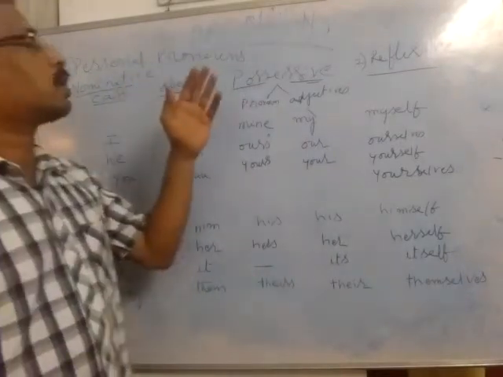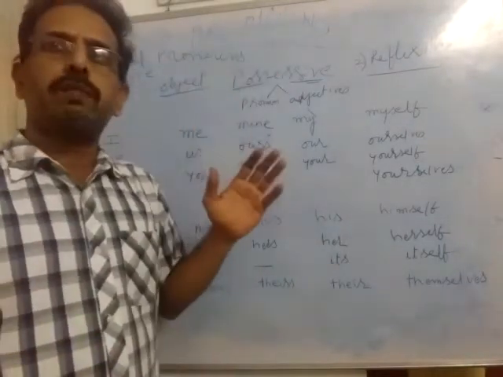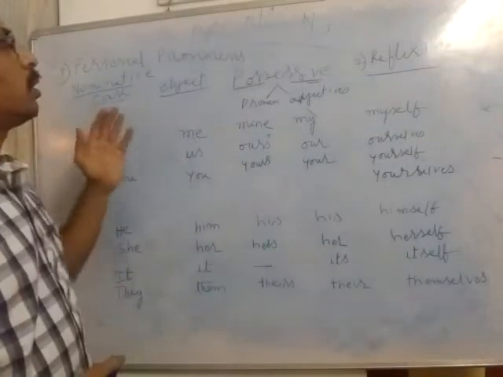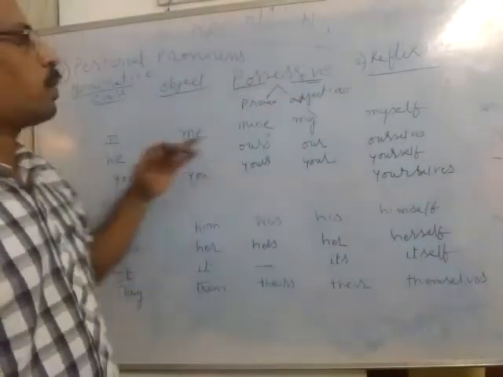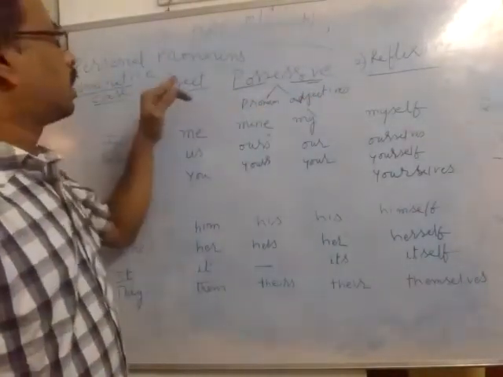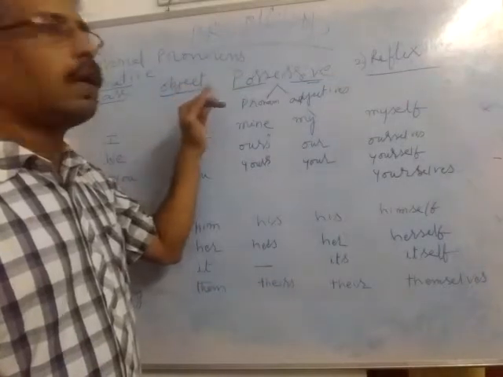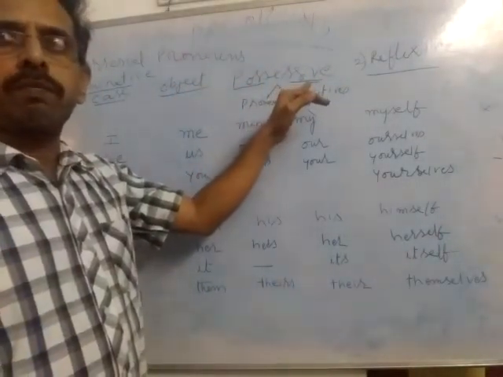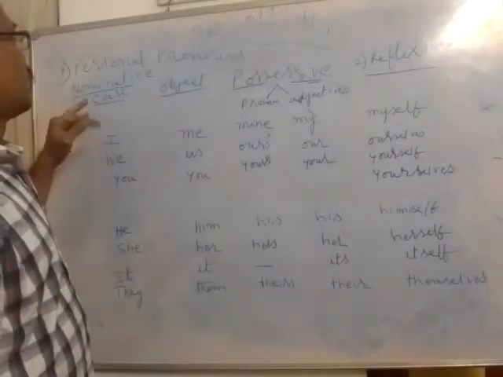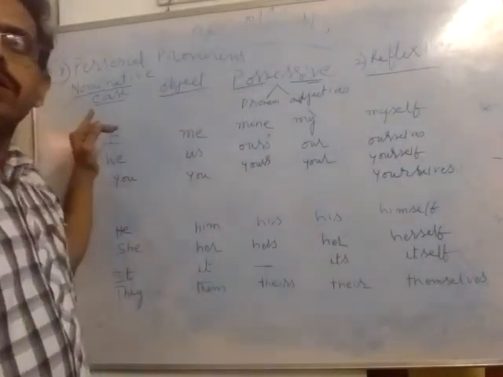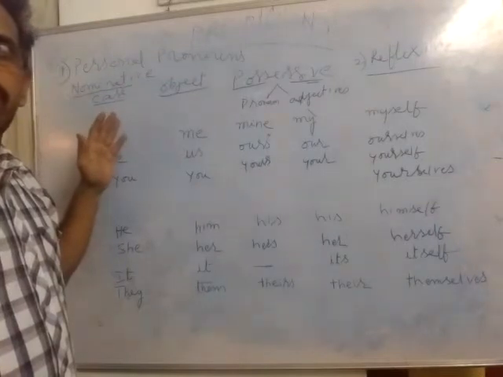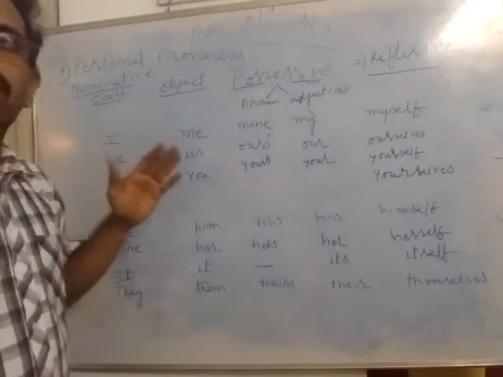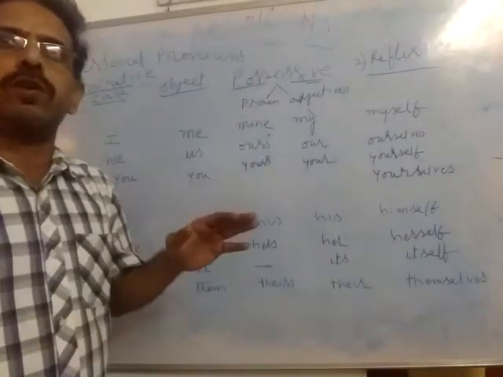Again, we classify these personal pronouns into 3 categories. The first one is nominative case, the second one is objective case, and the third one is possessive case. Nominative case is also called subjective case or subject case. That means I have already explained in one of my videos previously.